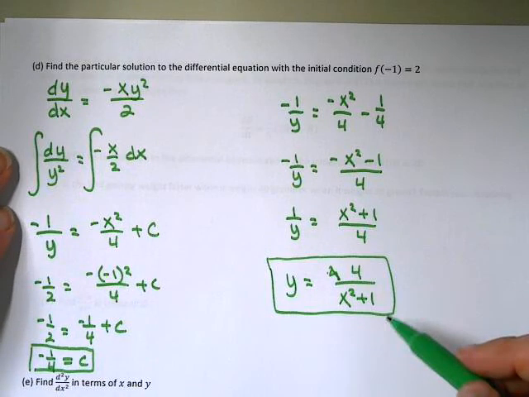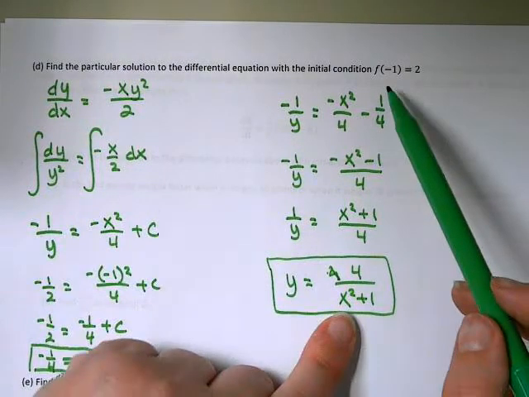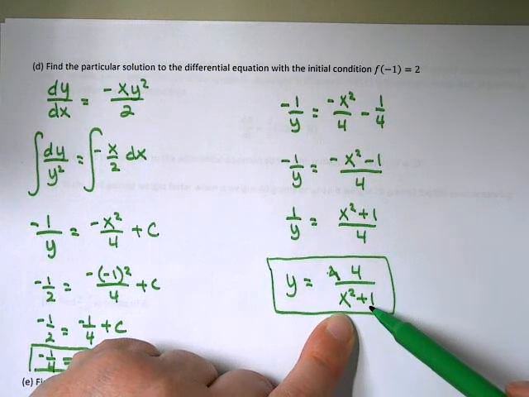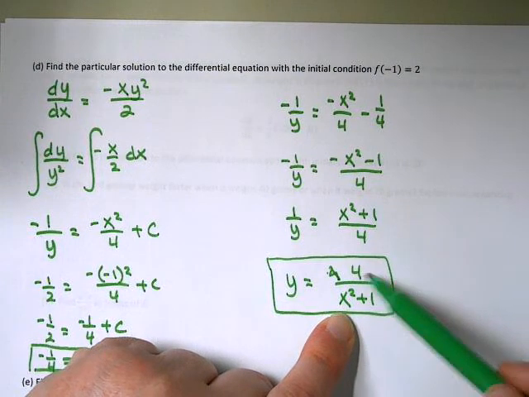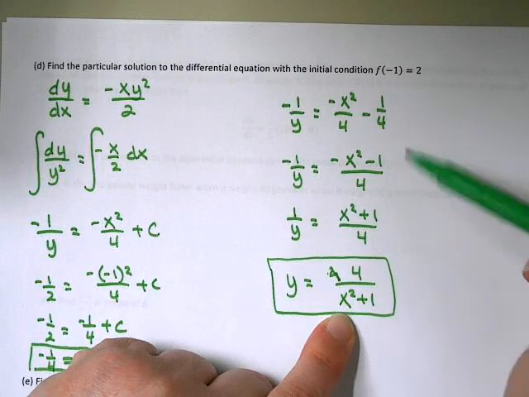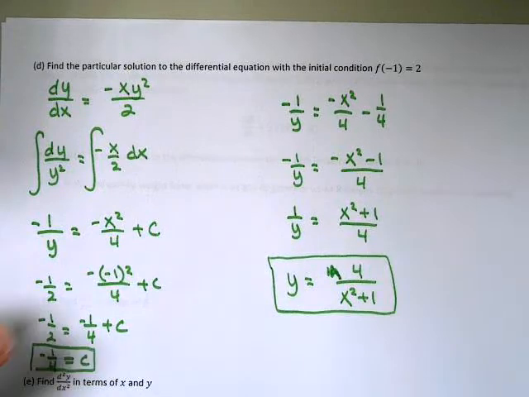Now, I always like to go and double check my initial condition. So if I plug in negative 1 for x, negative 1 squared is positive 1, plus 1 is 2, 4 divided by 2 is 2, and that's what my initial y value was. So it's a pretty easy way for me to check and make sure that I've got the right equation. Okay?